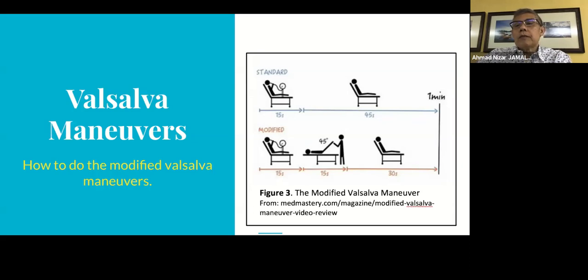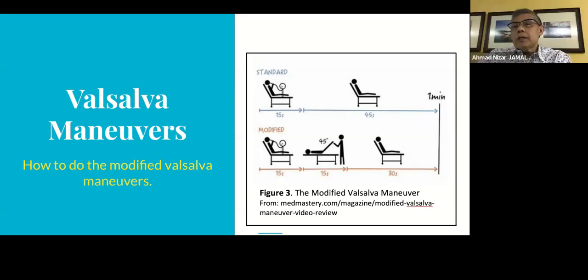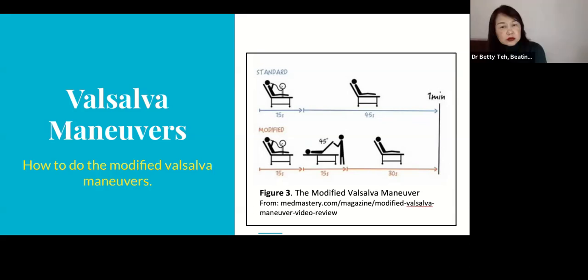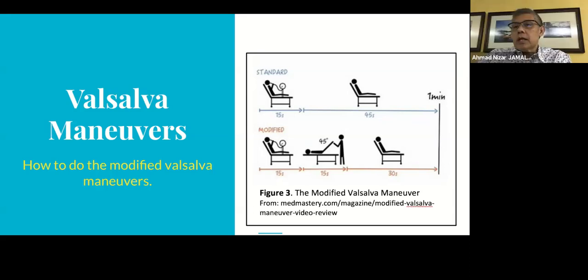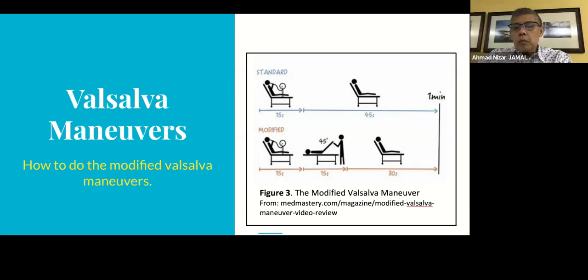But for the modified Valsalva maneuver, you do the same thing. You blow into a syringe for 15 seconds, and then you put the patient's head down and feet up by 45 degrees for about 15 seconds, and then you put the head up for the next 30 seconds. If you compare to the standard way of doing the Valsalva maneuver, there is an increased incidence of conversion with the modified Valsalva maneuver, a difference between 43% versus 15% from the standard. So that's one thing that you can do prior to giving drugs for narrow complex tachycardia.